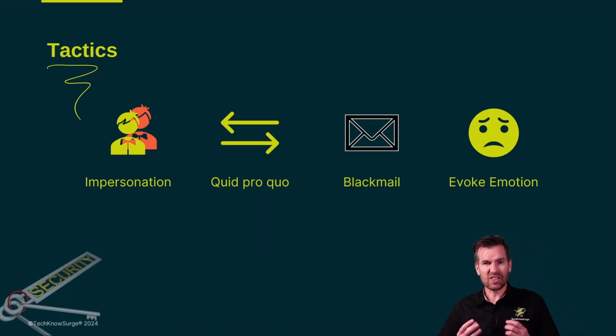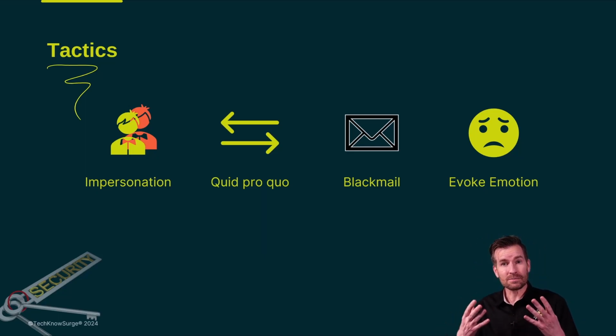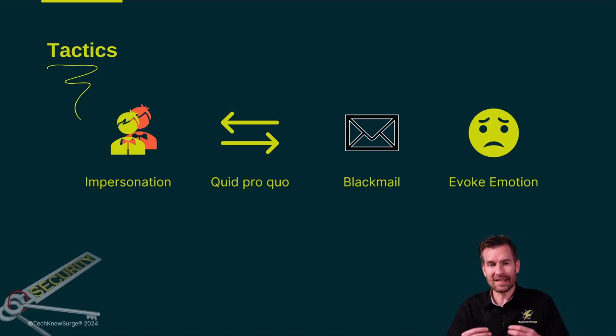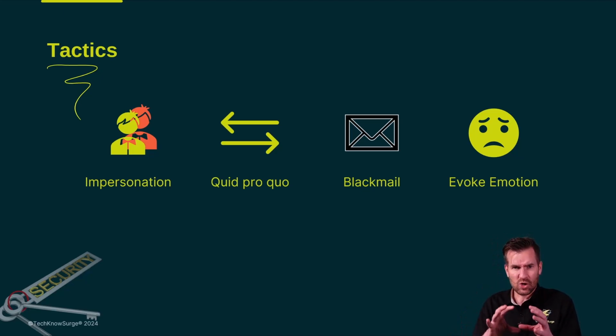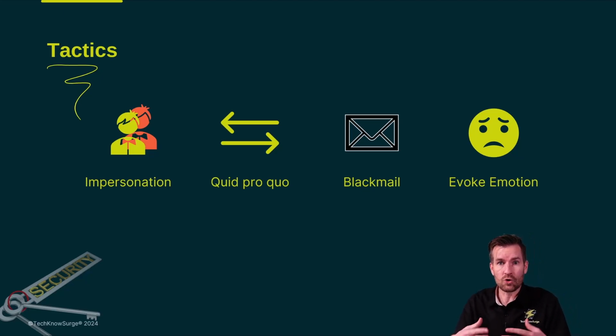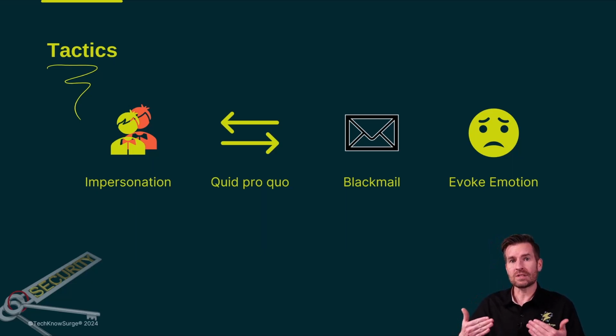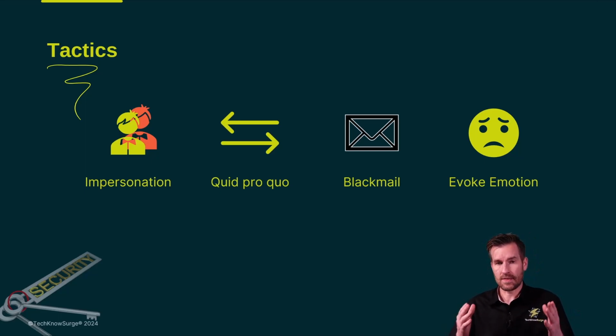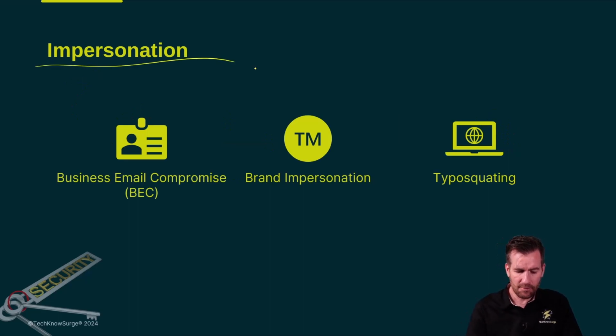And then a lot of what they try to do is evoke some sort of emotion. Maybe it's curiosity, or maybe they're trying to create some sort of fear for you to take some sort of action, or create some sort of urgency for you to do something quickly. So they'll try to evoke some sort of emotion to get you to react and get you to fall for their social engineering tactics.